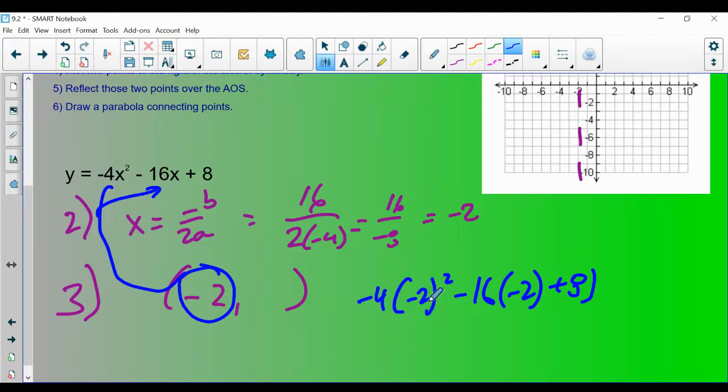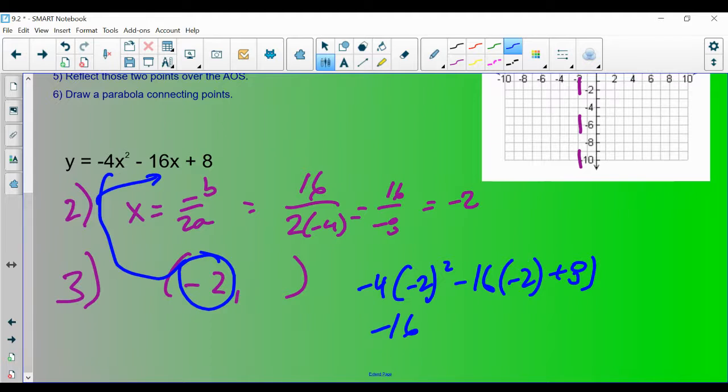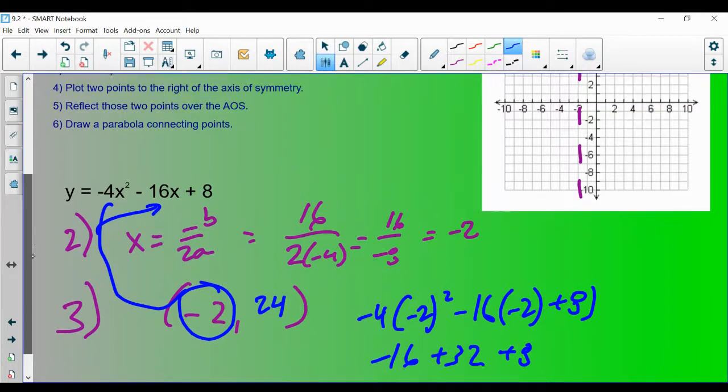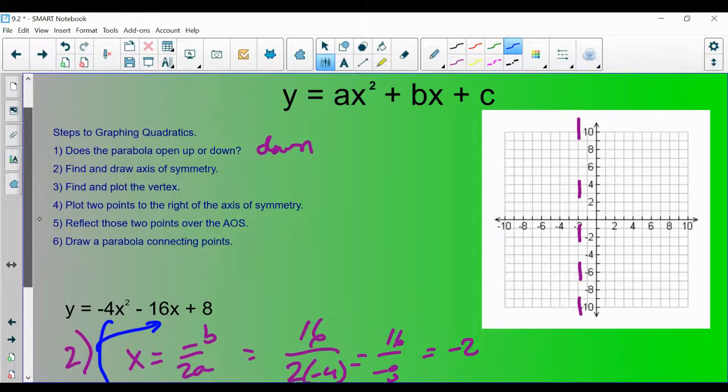Negative 2 squared is 4, and 4 times negative 4 is negative 16. Yikes, that's going to give me plus 32. Because negative 16 times negative 2 is positive 32, and then plus 8. So I'm actually going to end up with negative 2 comma 24, that's not great.